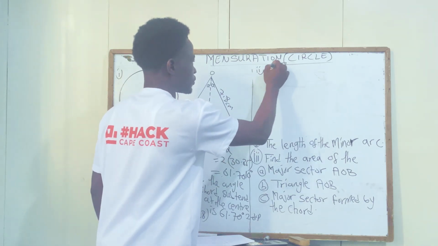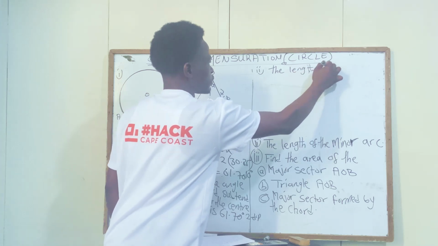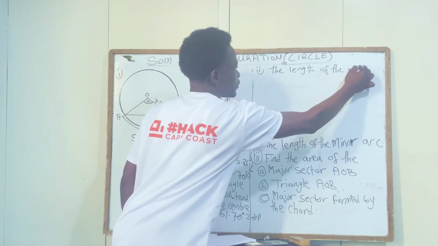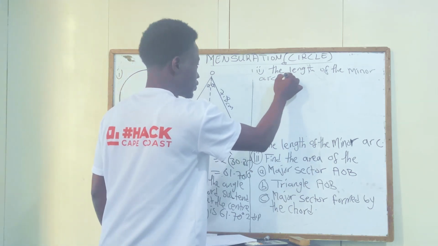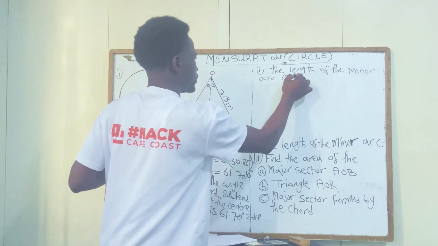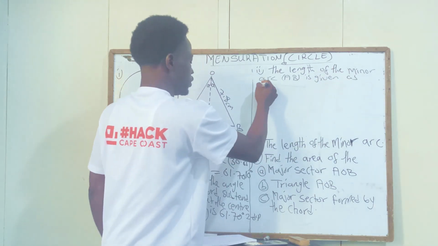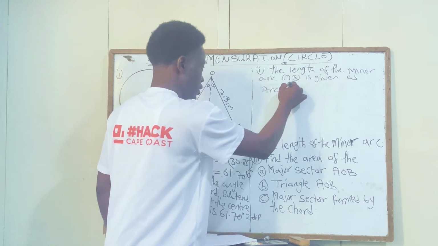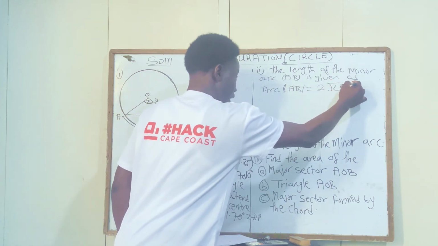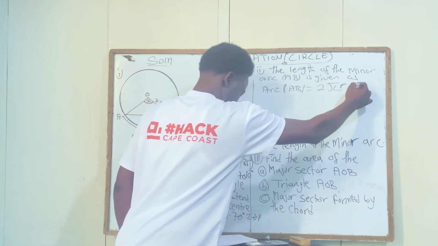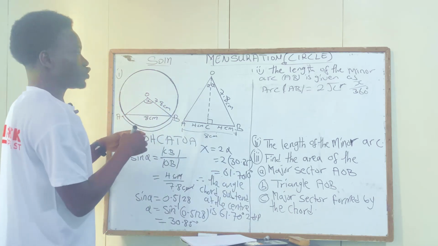The length of the minor arc AB is given as, so you can just quote it. So we have arc AB equal to 2 pi r, then the angle over 360 degrees. The angle there is x, I'm using x for the angle, that is this angle. So you pick 2 pi r.